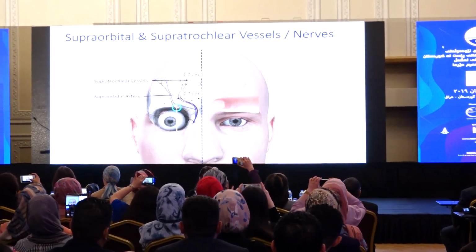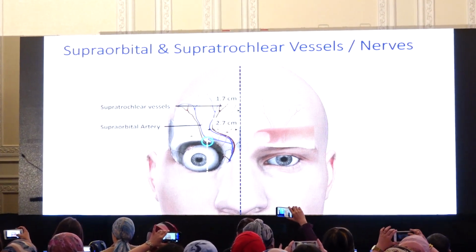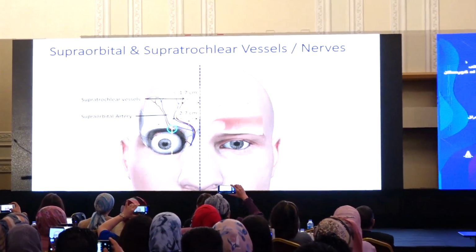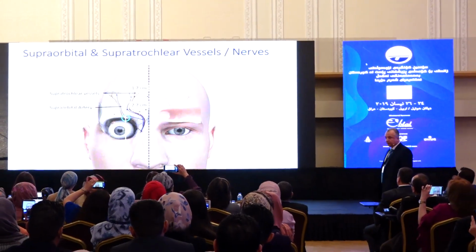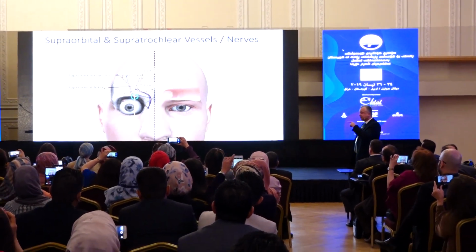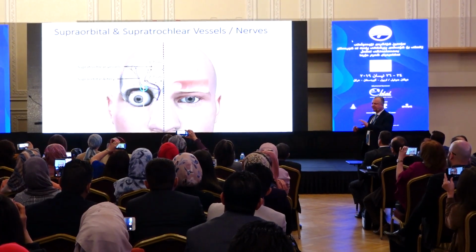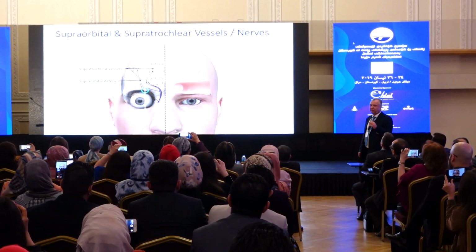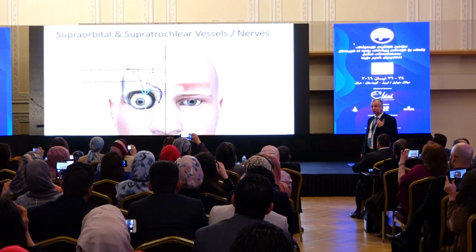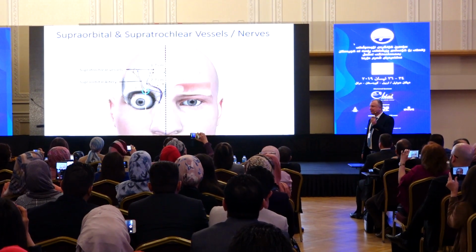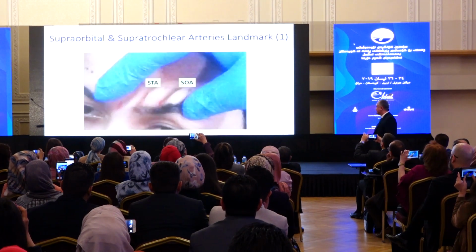From the midline. The first artery, about 1.7 centimeters from the midline, is the supratrochlear vessels. And 2.7 centimeters from the midline, we have the supraorbital vessels. This is very simple by numbers. I don't like it so much, so I have to find another way to precisely locate these arteries.